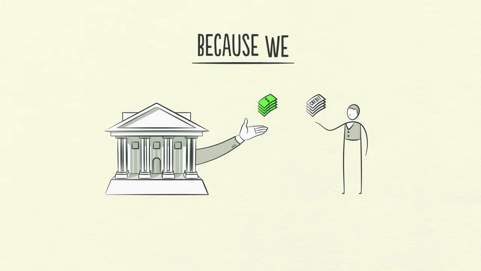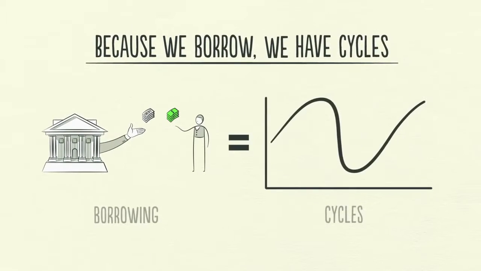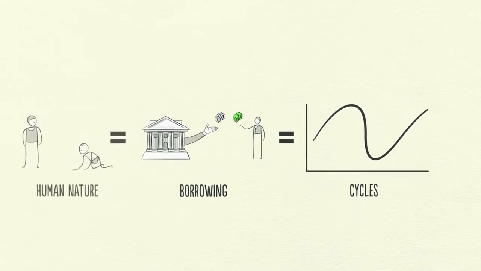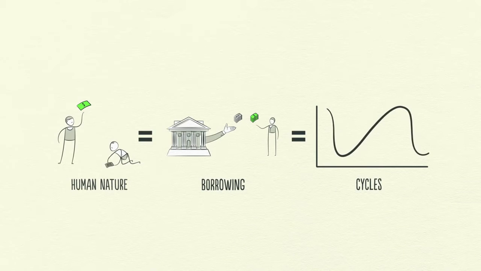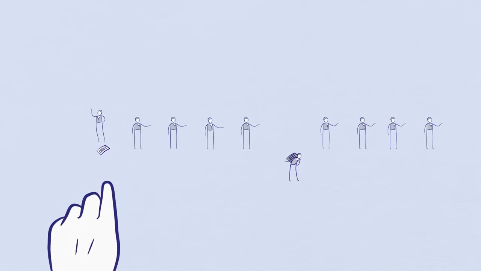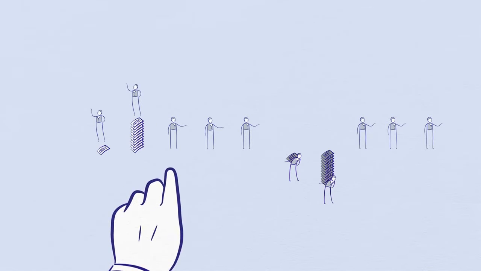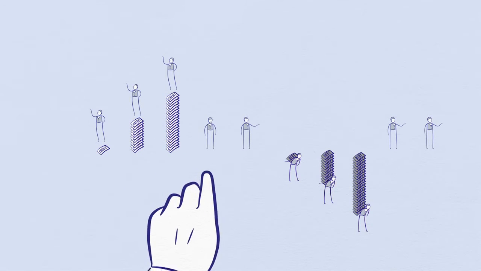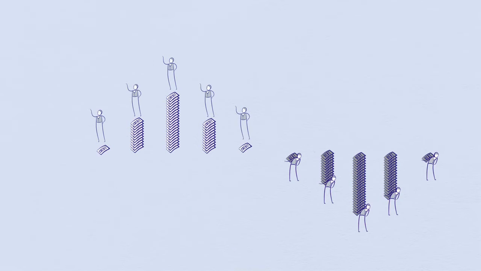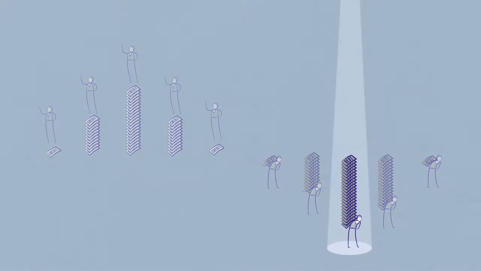But because we borrow, we have cycles. This isn't due to any laws or regulations, it's due to human nature and the way that credit works. Think of borrowing as simply a way of pulling spending forward. In order to buy something you can't afford, you need to spend more than you make. To do this, you essentially need to borrow from your future self. In doing so, you create a time in the future that you need to spend less than you make in order to pay it back.